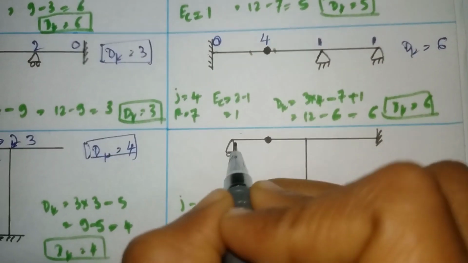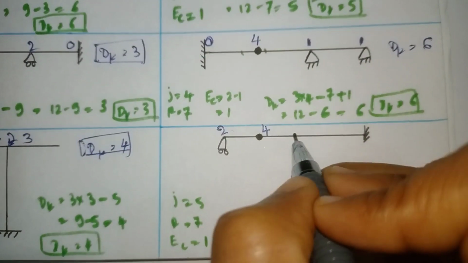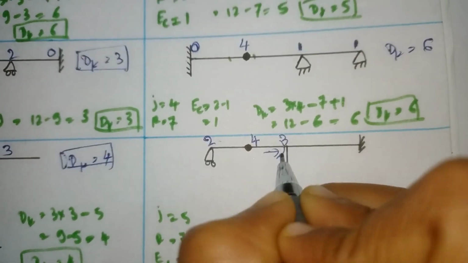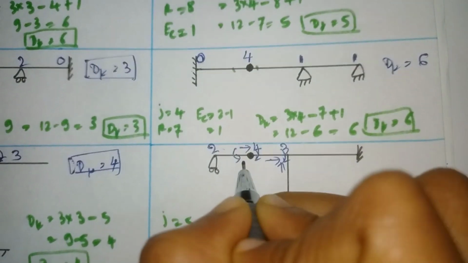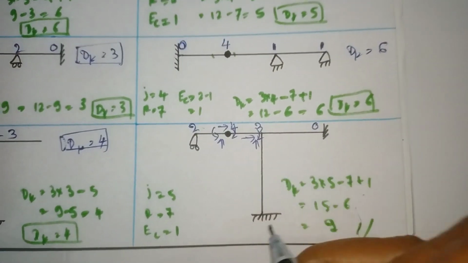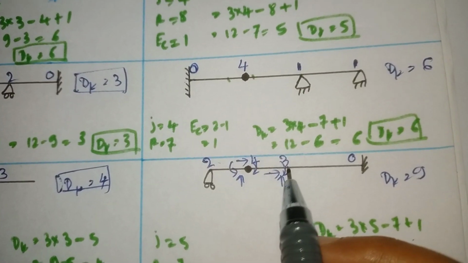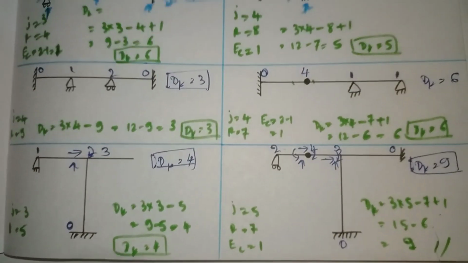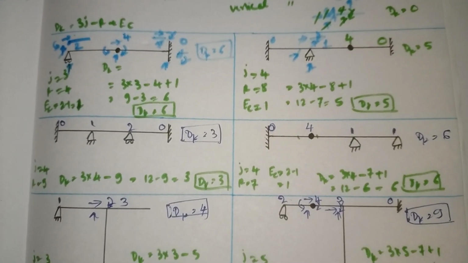So at the roller, dk is 2. At the internal hinge, it is 4. At the joint, again 3. As I told you, one horizontal, one vertical, and one movement at the joint, 3. So at the internal hinge 4: rotation, horizontal and vertical. Here also 0, here also 0. So 2 plus 4, 6, 6 plus 3, 9. So our answer is 9. This is how we calculate the degree of freedom manually without the help of the formula. The answer will be the same.